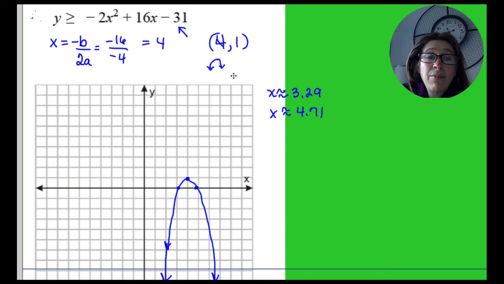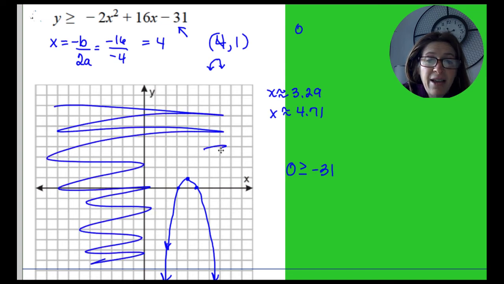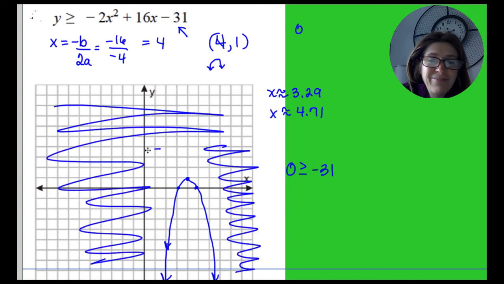All right, so now I'm going to use a test point. I'm going to actually use 0, 0 because I think it's nice and easy here. So is 0 greater than or equal to negative 31? Which is a true statement. 0 is greater than or equal to negative 31. So we would be shading on this side of the parabola.